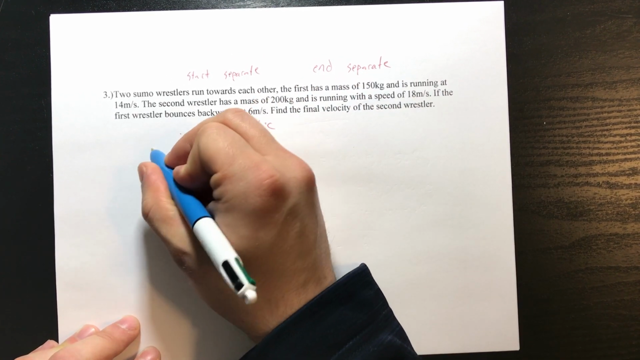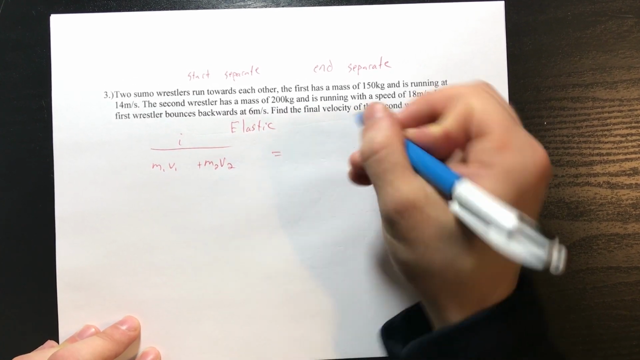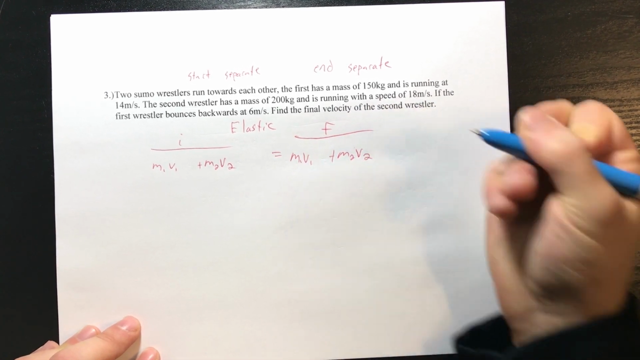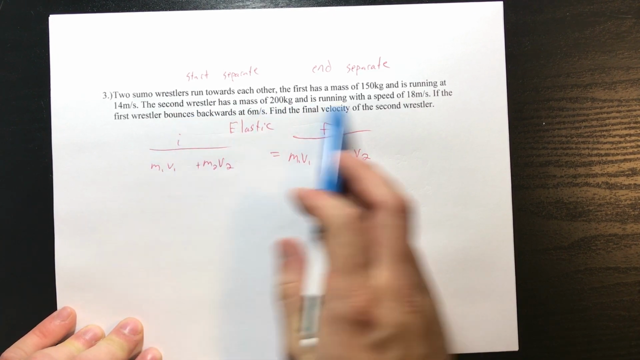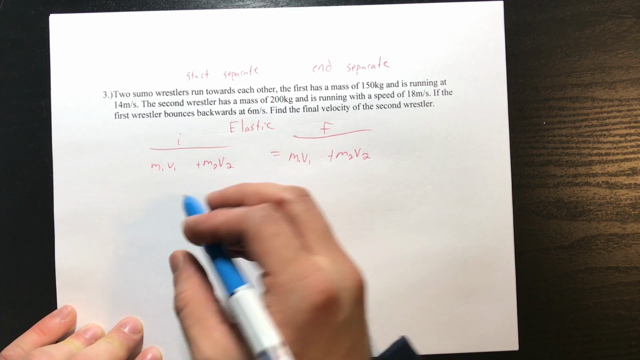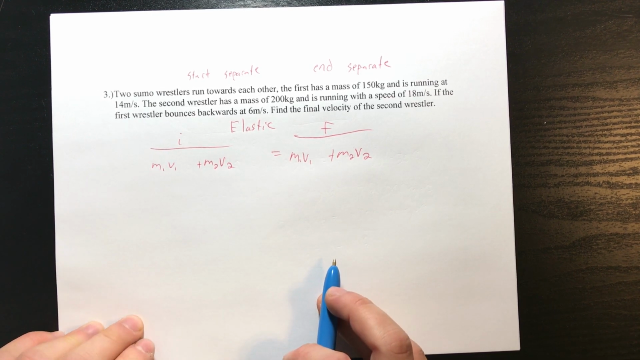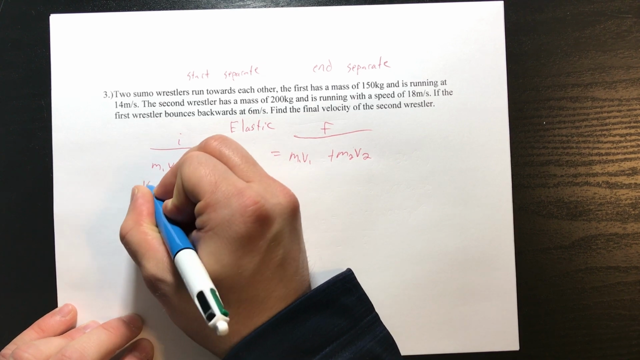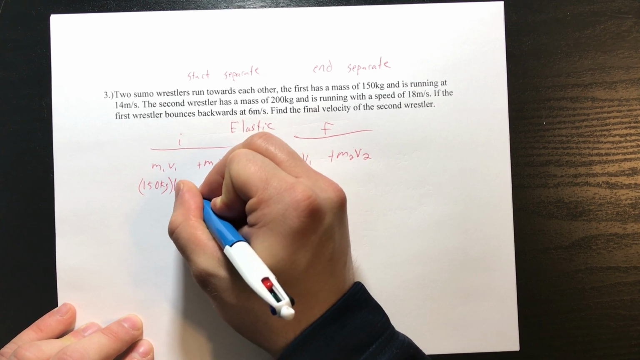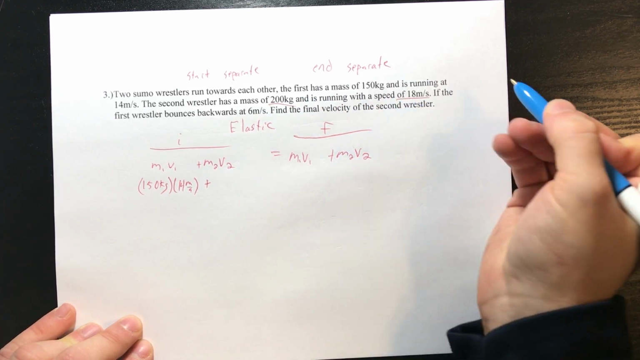So what I can do is I can set up that initially I have m1v1 plus m2v2 is equal to, finally, m1v1 plus m2v2. So now substituting in, they're running head-on at one another. So if you notice, if they're running towards one another, that tells us that their velocities are actually opposite. So I'm going to say that the first wrestler is moving in the positive direction. So I'm going to write in for this first wrestler that this one is 150 kilograms times a positive 14 meters per second. Now for the second wrestler, I have 200 kilograms times 18 meters per second.